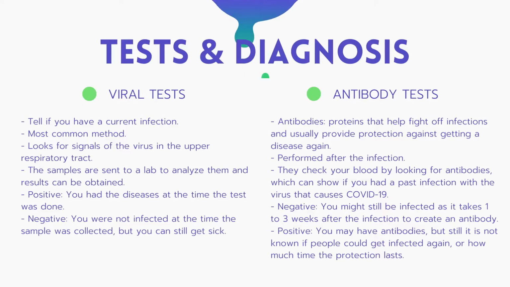Then an antibody test can be performed to check the blood by looking for antibodies, which can show if you had a past infection with the virus that causes COVID-19. If it tests negative, you might still be infected, as it takes 1 to 3 weeks after the infection to create an antibody. And if it tests positive, you may have antibodies, but it is still not known if people could get infected again or how much time the protection would last.